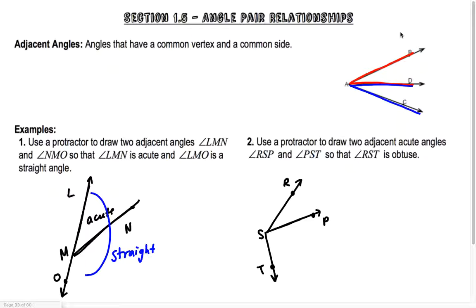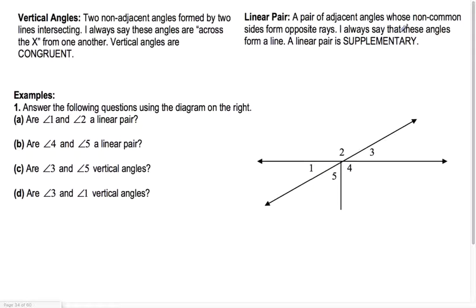Okay. So this section is all about two different types of angles. We call an angle pair vertical angles, and that's going to be an important one. Vertical angles are two non-adjacent angles formed by two intersecting lines. So we have two lines that form an X shape. The right and left angles there, those are what we call vertical angles. Well, what about the top and the bottom? Those are also vertical angles.